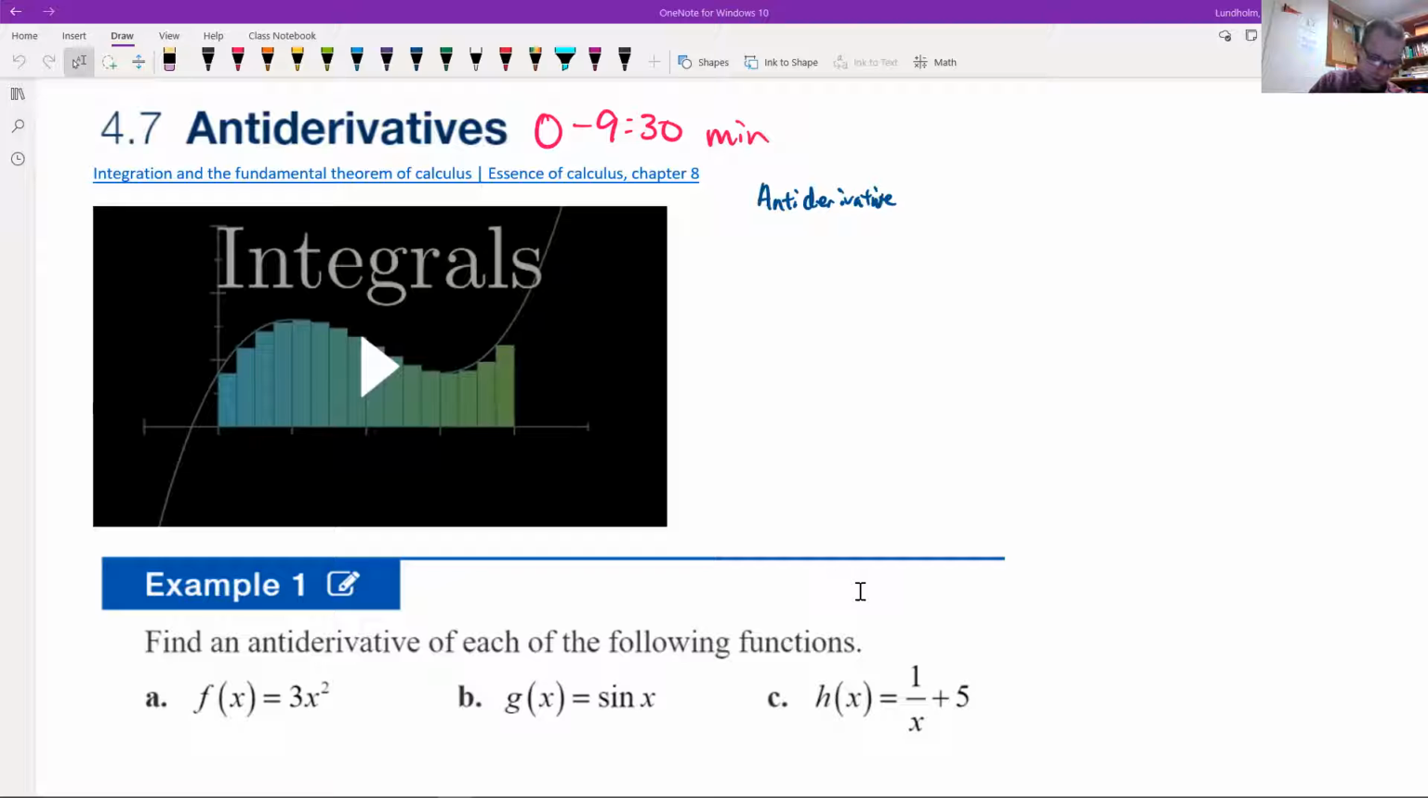Oh, and that's really small. Give me a second, guys.